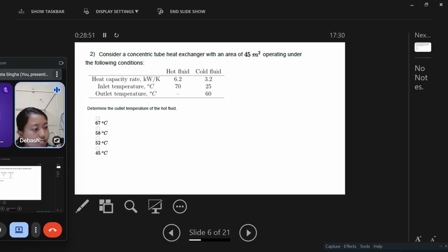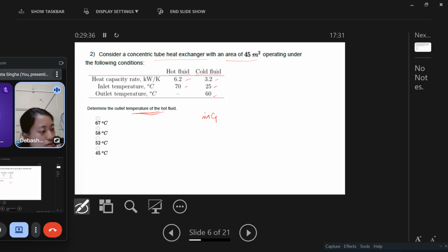Okay, so we'll start with the questions. The first question is, consider a concentric tube heat exchanger with an area of 45 meters square operating under the following conditions. They have given the heat capacities for the hot fluid and cold fluid. They have given the inlet of both and the outlet of only the cold fluid. They have asked, what is the outlet temperature of the hot fluid? So this is simple. Just by doing the energy balance, you will get this.